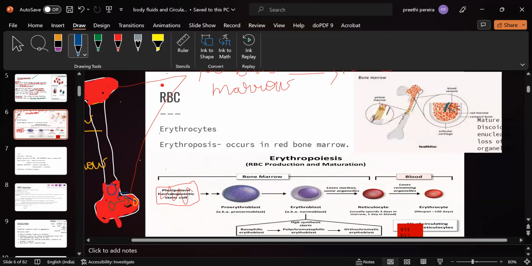reticuloblast, reticulocyte. Okay, usually spends 3 days. ये reticulocyte 3 days bone marrow में रहेगा, उसके बाद बोन मैरो से ब्लड में जाएगा. It goes to the blood vessels from the bone marrow. Usually spends 3 days in the bone marrow and 1 day in the blood. एक दिन वो ब्लड में रहेगा, reticulocytes will be as in the blood.